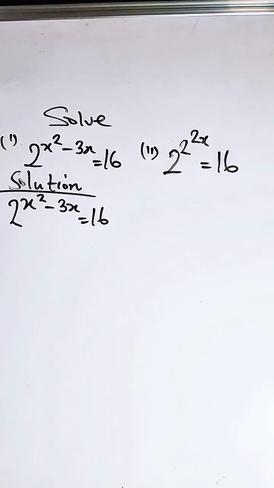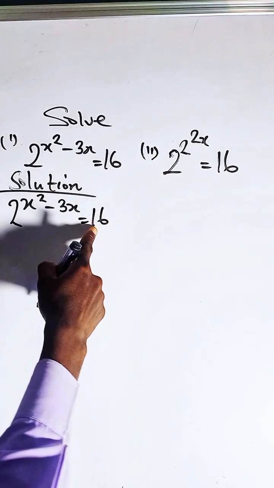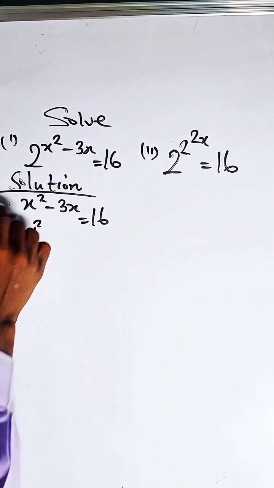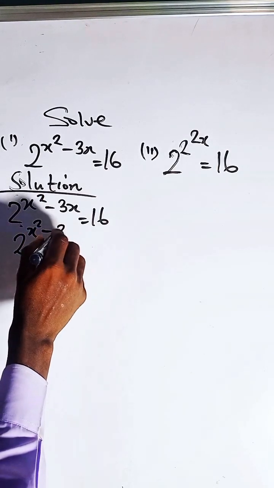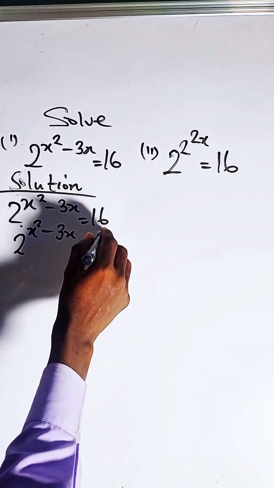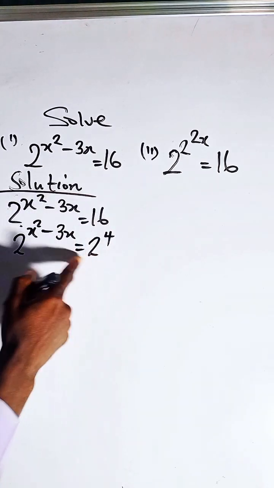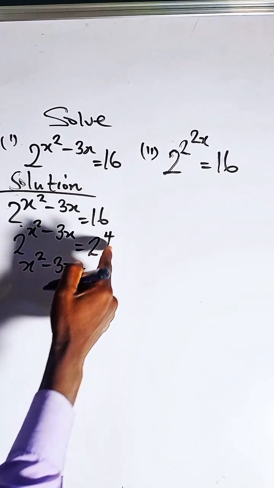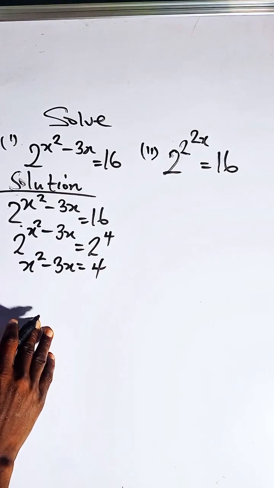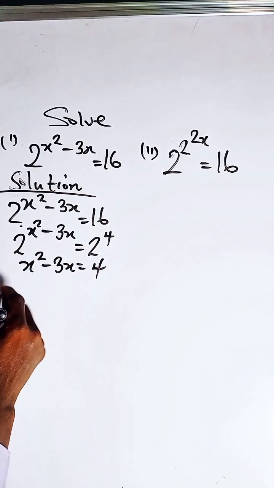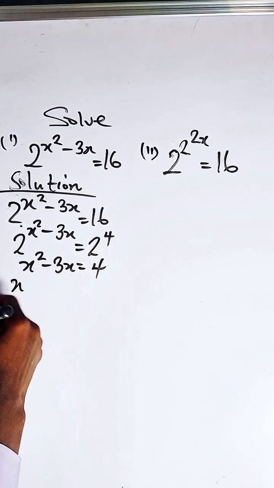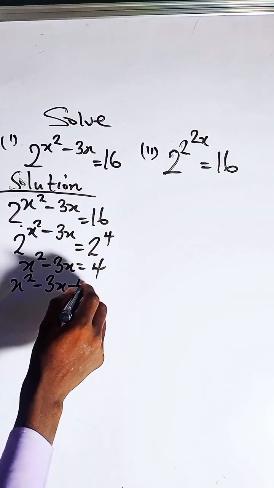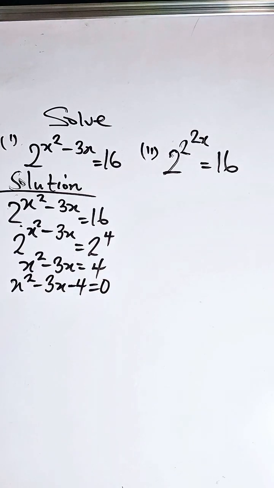From here, we can write 16 in base 2. So 2 raised to power x squared minus 3x equals 2 raised to power 4, which is 16. So we have the same base, and here we have x squared minus 3x equals 4. We can have this in a quadratic form by equating the whole equation to 0. So we have x squared minus 3x minus 4 equals 0.